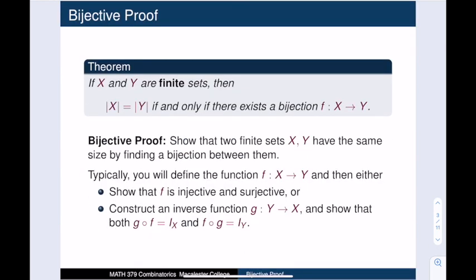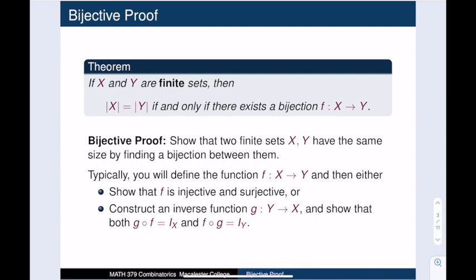Now we are ready to describe what a bijective proof is. We have two sets, x and y, and we want to show that they have the same size. We will do so by constructing a bijection between them. We have to do two things. First, we construct a function that we believe to be a bijection. Then we have to actually argue that that function is a bijection, either by showing that it is injective and surjective, or by constructing an inverse function.